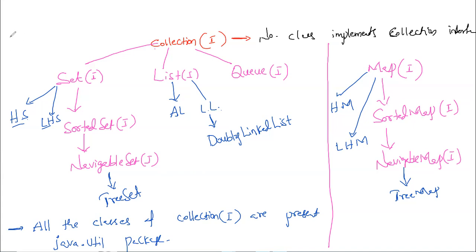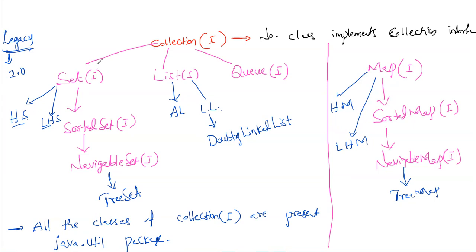We also discussed one more term, legacy classes. What is the meaning of legacy classes? The classes which are there from the 1.0 version onwards and are still in use. We call such classes legacy classes. So this is a glimpse of what we discussed in the last class.